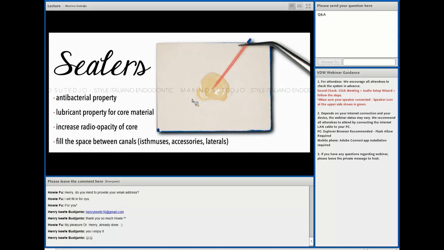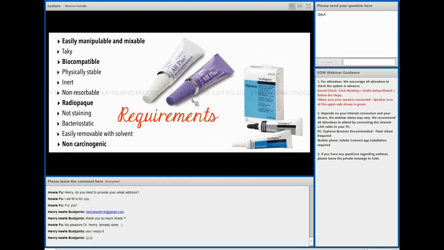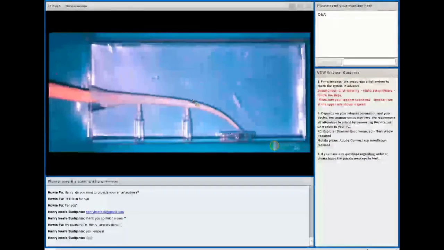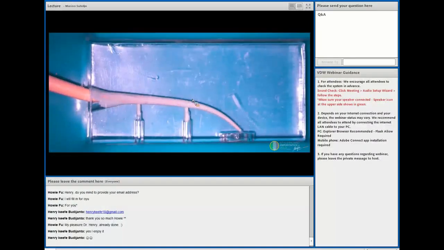Sometimes a paper point is also beneficial because it can absorb the excess sealer inside the root canal. And a good sealer that we use must have good antibacterial properties, a property for lubricating our gutta percha, and good radiopacity as a marker to fill all the isthmuses, all the accessories, and all the lateral canals. And the requirement is definitely that it must be easy to manipulate, biocompatible, and radiopaque enough. So usually I just put my sealer like this into the canal and do not use too much sealer.